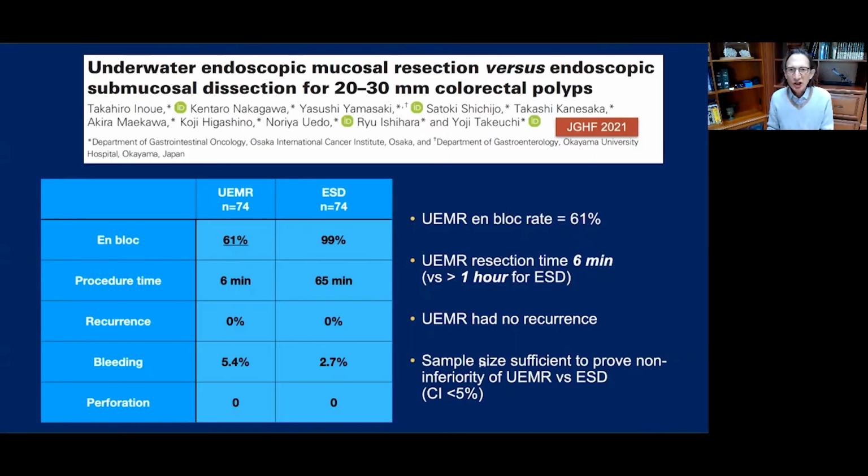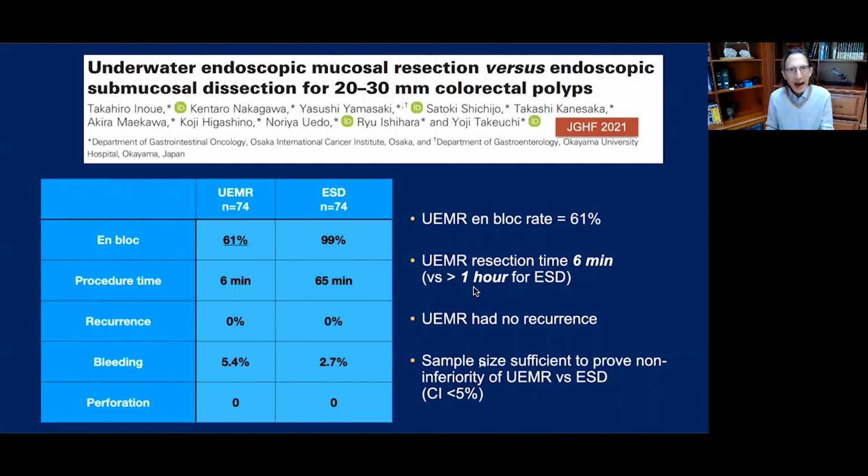I'd like to share this very interesting paper from this year from the Osaka International Cancer Institute comparing UEMR with ESD for 20 to 30 millimeter colorectal polyps. The UEMR en bloc resection rate was 61% for these large polyps. Now, of course, the ESD resection rate en bloc was 99%, not surprisingly, but still an impressive 61% resection rate.